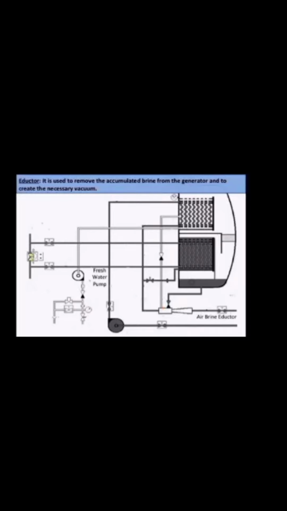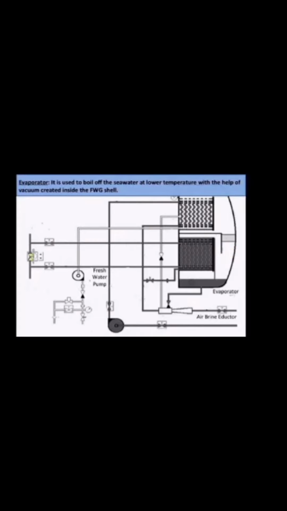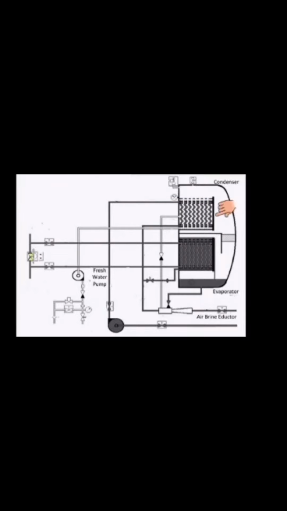Eductor. It is used to remove the accumulated brine from the generator and to create the necessary vacuum. Evaporator. It is used to boil off the seawater at a lower temperature with the help of vacuum. Condenser. It is used to condense the freshwater vapors and collect them as liquid.